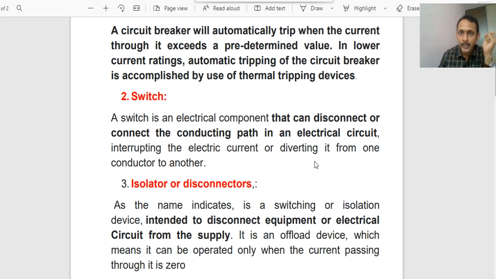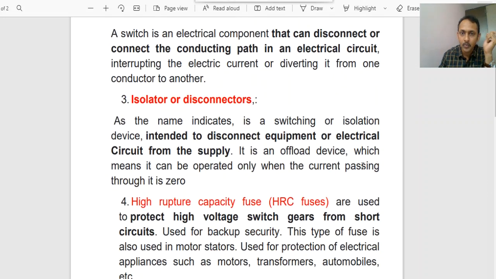Coming to the isolator or disconnector, as the name itself indicates, this is a switching or isolating device whose purpose is to disconnect the equipment or electrical circuit from the supply, right? Now as it is an off-load device, that means that it can be operated only when the current passing through it is zero.